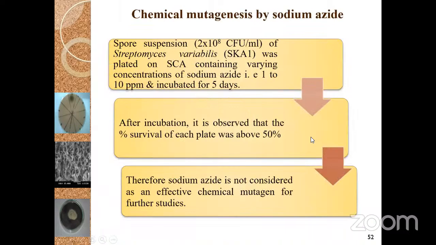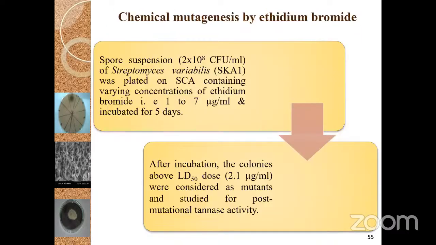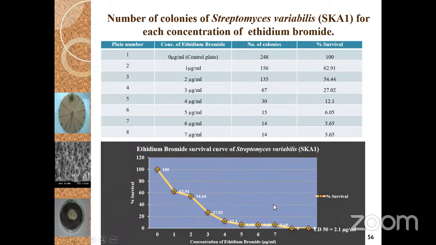Then the sodium azide treatment was given. Sodium azide was not considered an effective chemical mutagen, because after incubation it was observed that the percent survival of each plate was above 50%. Another chemical method which we have used is ethidium bromide. The spore suspension of that Streptomyces variabilis was exposed to different concentrations of ethidium bromide, and after incubation, the colonies above the LD50 dose were considered mutants and studied for post-mutational enzyme activity.